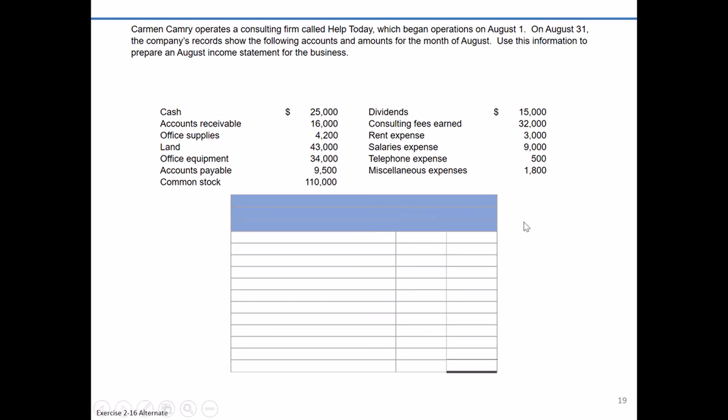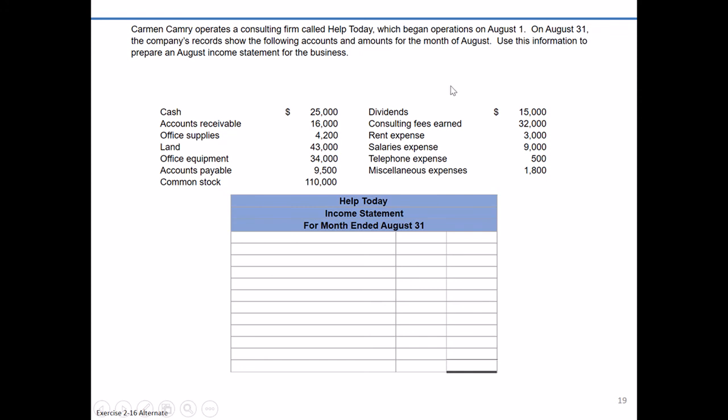Like any of the basic financial statements, the first thing that we want to list is the name of the company, Help Today. That's an important part of the process. Also, we want to indicate which statement it is. Is it a balance sheet? Is it an income statement? So we're going to list income statement. The third important part of the header, and often forgotten, is for what period of time or point in time the statement is actually reflecting.